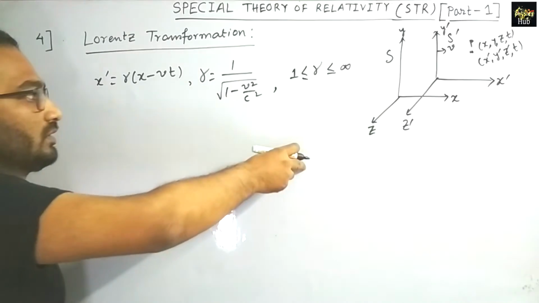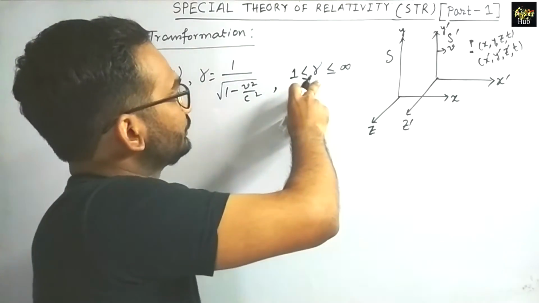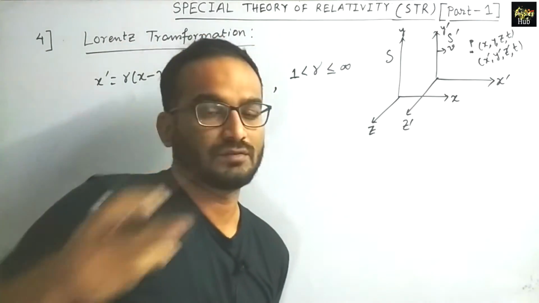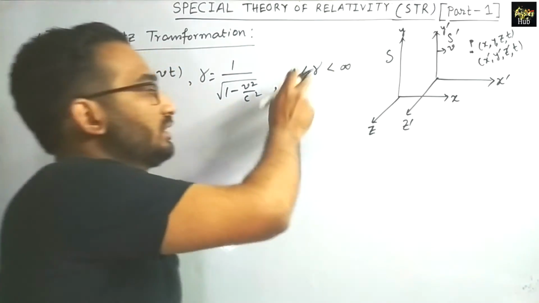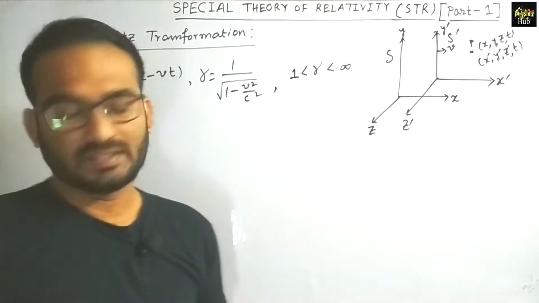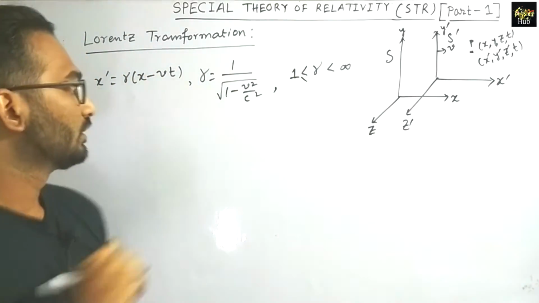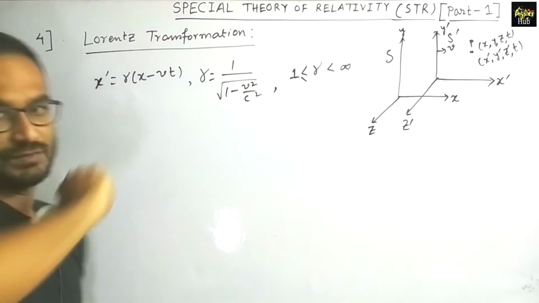So gamma can have this type of value, not equal. It will always be greater than 1, less than infinity. I should not write equal. 1 less than gamma less than infinity. Now if the particle is at rest, then it may become equal to 1. So this is for the x coordinate transformation in Lorentz transformation.